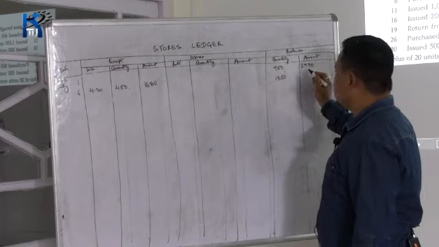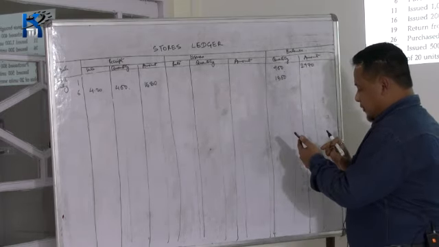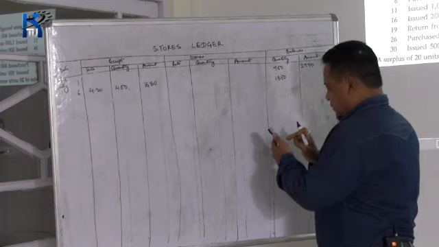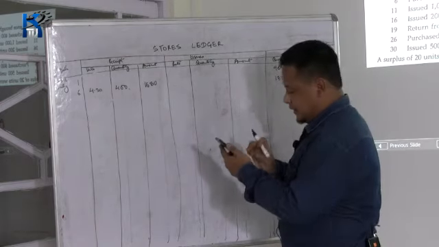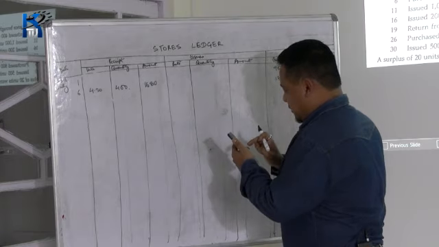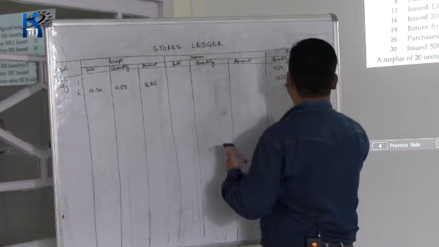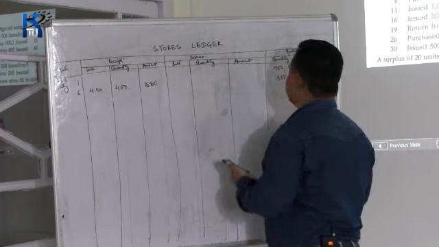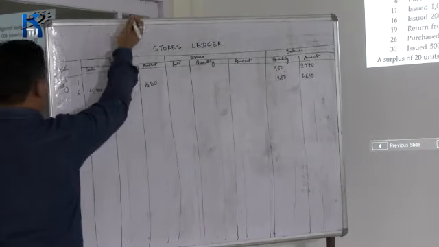The amount also, we add this amount, 2970 plus 1680 equals 4650. Right now, we have two batches.